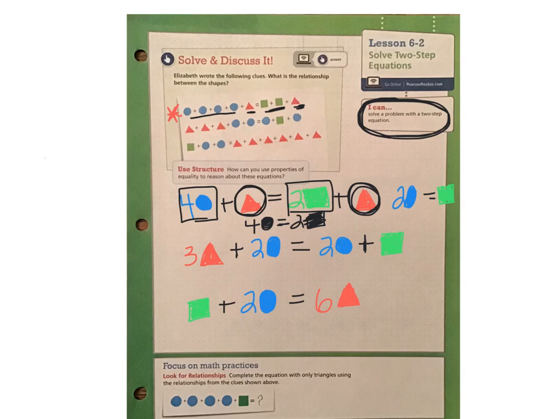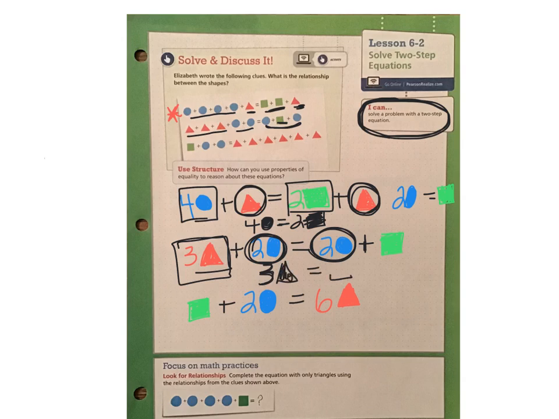Now let's take a look at the second equation. The second equation has 3 triangles and 2 circles equal to 2 triangles and 1 square. In this equation, both sides of the equal sign have 2 circles. So what that tells us is that the 3 triangles must be equal to 1 square. Alright, so 3 triangles is the same, and those triangles are red. So let's do that over here. So we've got a red triangle, and there are 3 of them, and that's going to be equal to a green square.